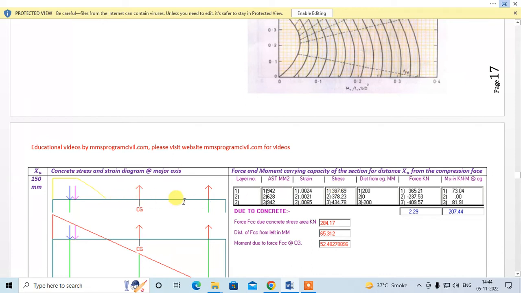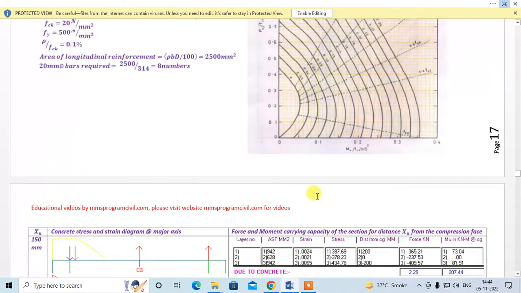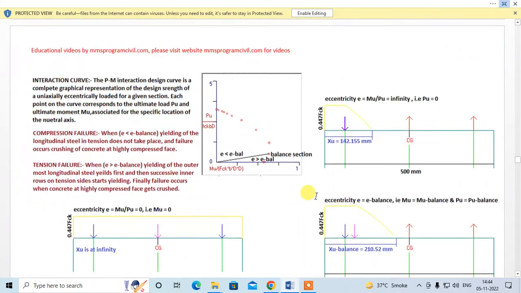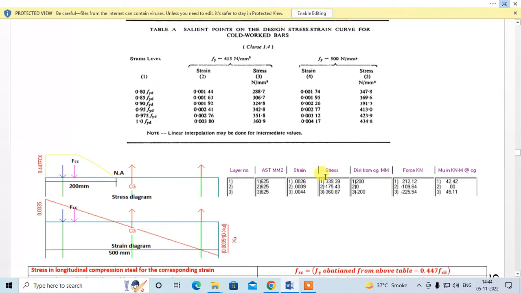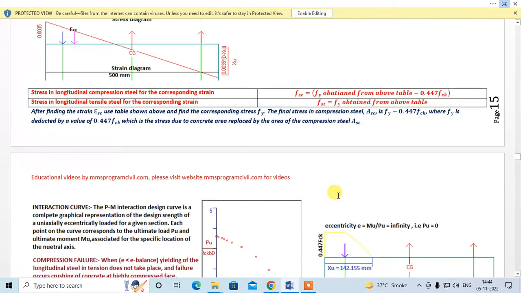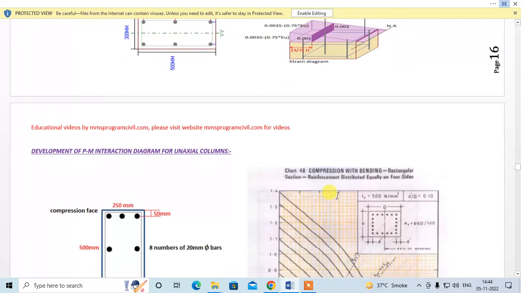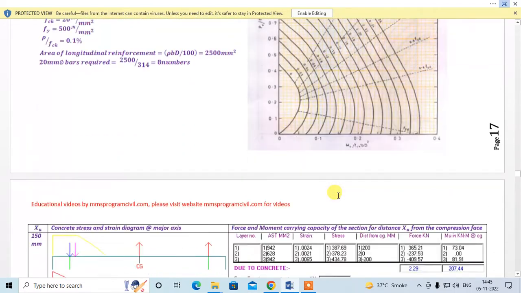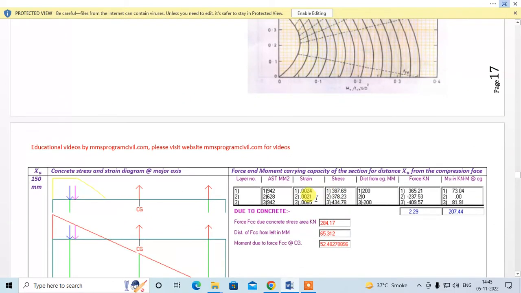Now these two are steel under tension, right? The strain is 0.0021. So see the table, 0.0021 falls between these two, right? Find the corresponding stress. Whatever stress you get is directly applied from the table, because this is tensile steel. So you do not have to deduct 0.447 fck, and that stress is 378.23, right?